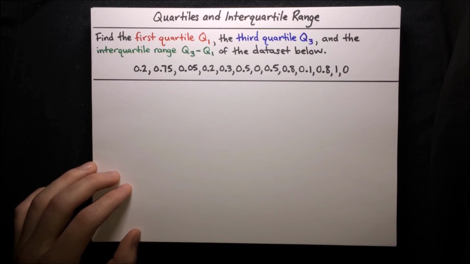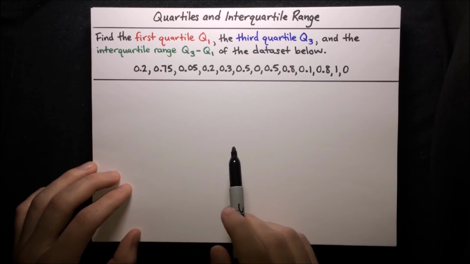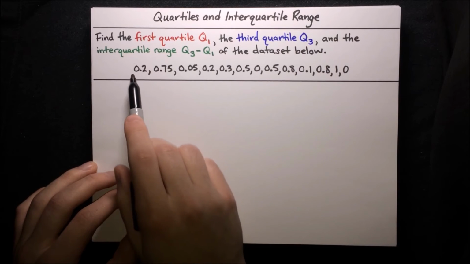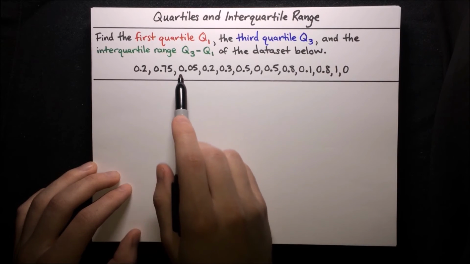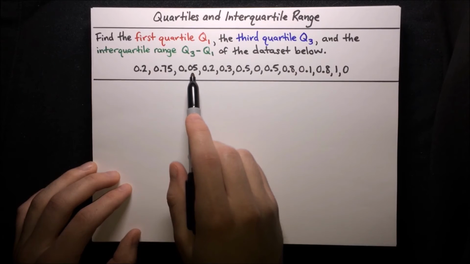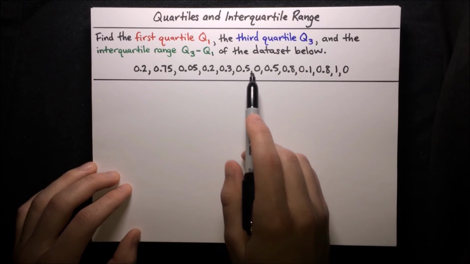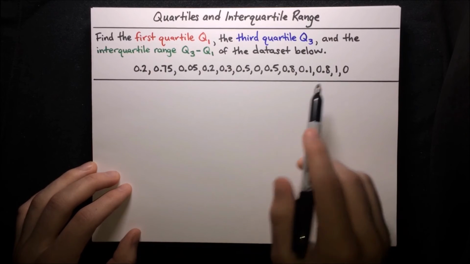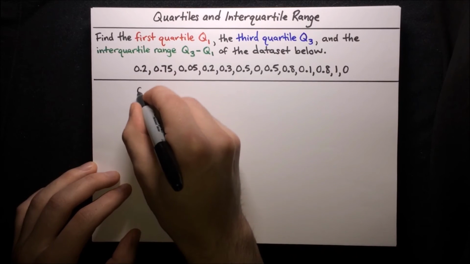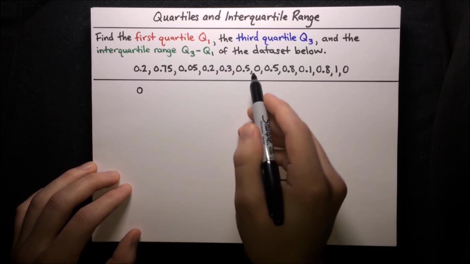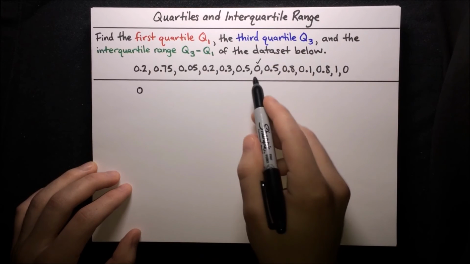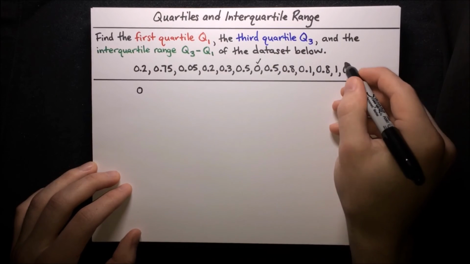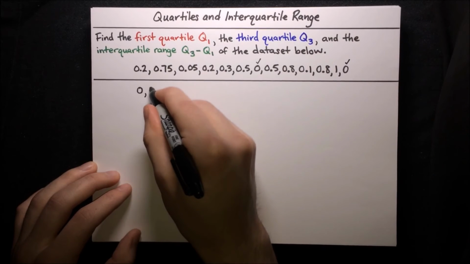What is the least value we see in this data set? Why don't we keep track as we run through it? 0.2 is the lowest, and then 0.05 is even lower. Anything lower than 0.05? 0. Anything lower than 0? No, 0 is the lowest. So let's go ahead and put that first. 0. So let's cross off that 0. And then any other zeros? Yeah, there's one over there. So 0 and then another 0.